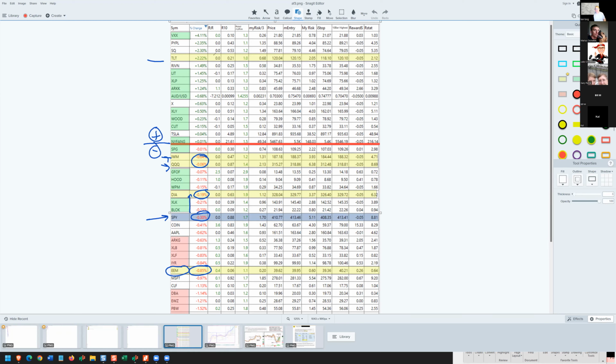Treasuries were the only big index for us that was in the green. Strong 2.2 closed above the key price level of 120. That's important.